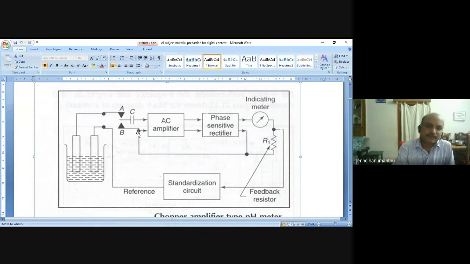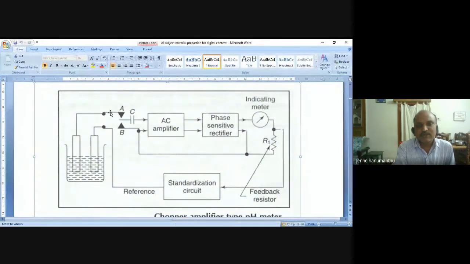Then what happens? When you dip the measuring electrode into the solution, when it touches the solution, there exists some potential. That potential is given through a capacitor to the amplifier. Because we will definitely get only a very small voltage from the measuring one.